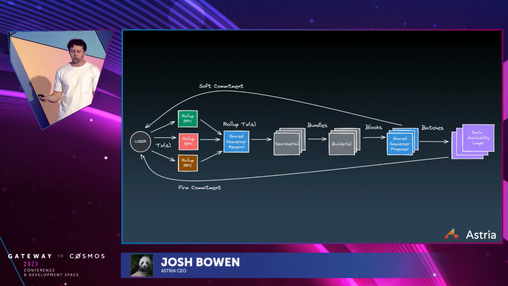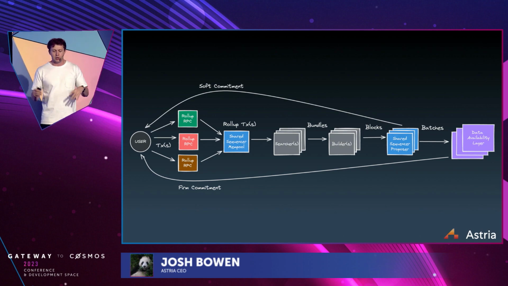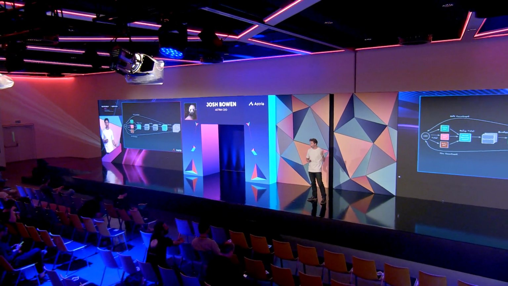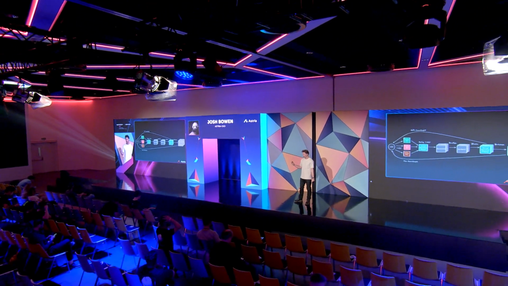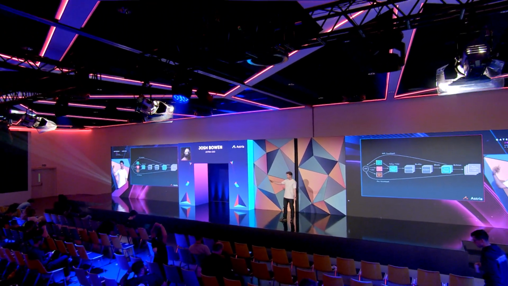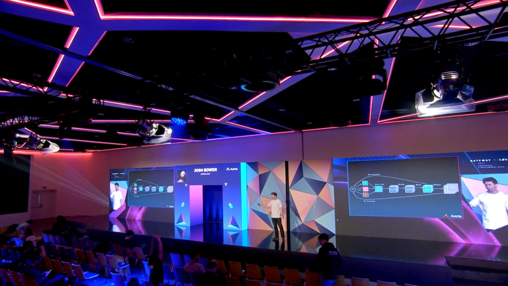You use a shared sequencer for this, and this is kind of expanding. We have multiple rollup RPCs submitting to the shared sequencer mempool. That mempool is being looked at by searchers across multiple rollups. So the searchers look at one mempool interface, and they can see transactions proposed for multiple rollups. Then those, again, have bundles. Those go to builders, blocks, shared sequencer proposer, batches, data availability layer.